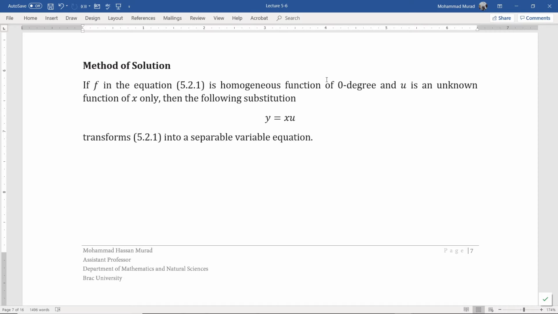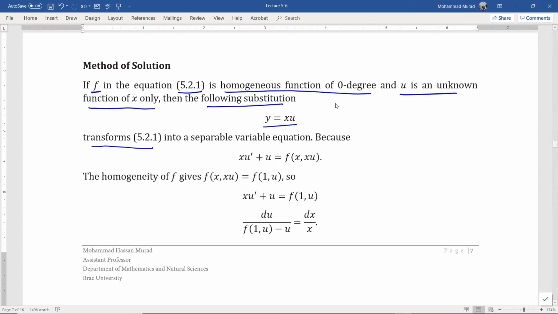Method of solution. If f in the equation 5.2.1 is a homogeneous function of 0 degree and u is an unknown function of x only, then the following substitution, y equals x times u, transforms the equation 5.2.1 into a separable variable equation.